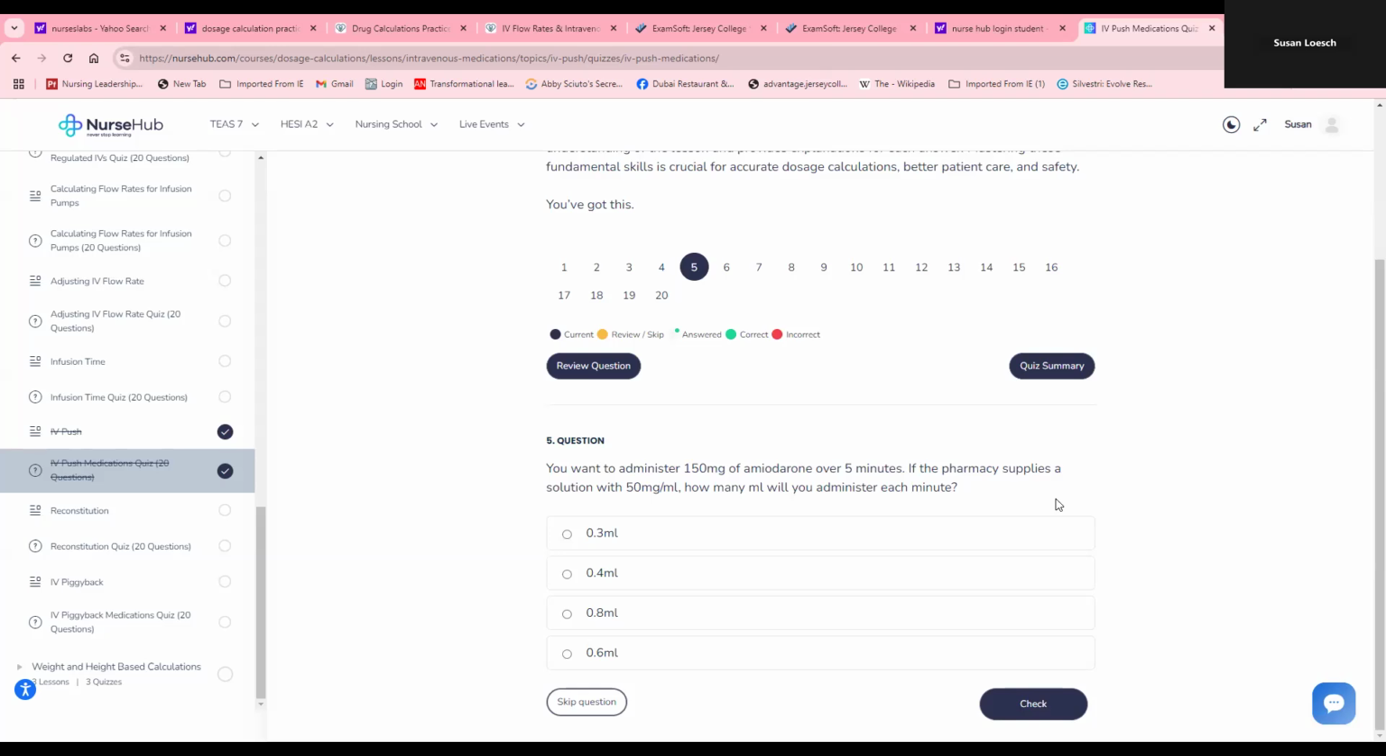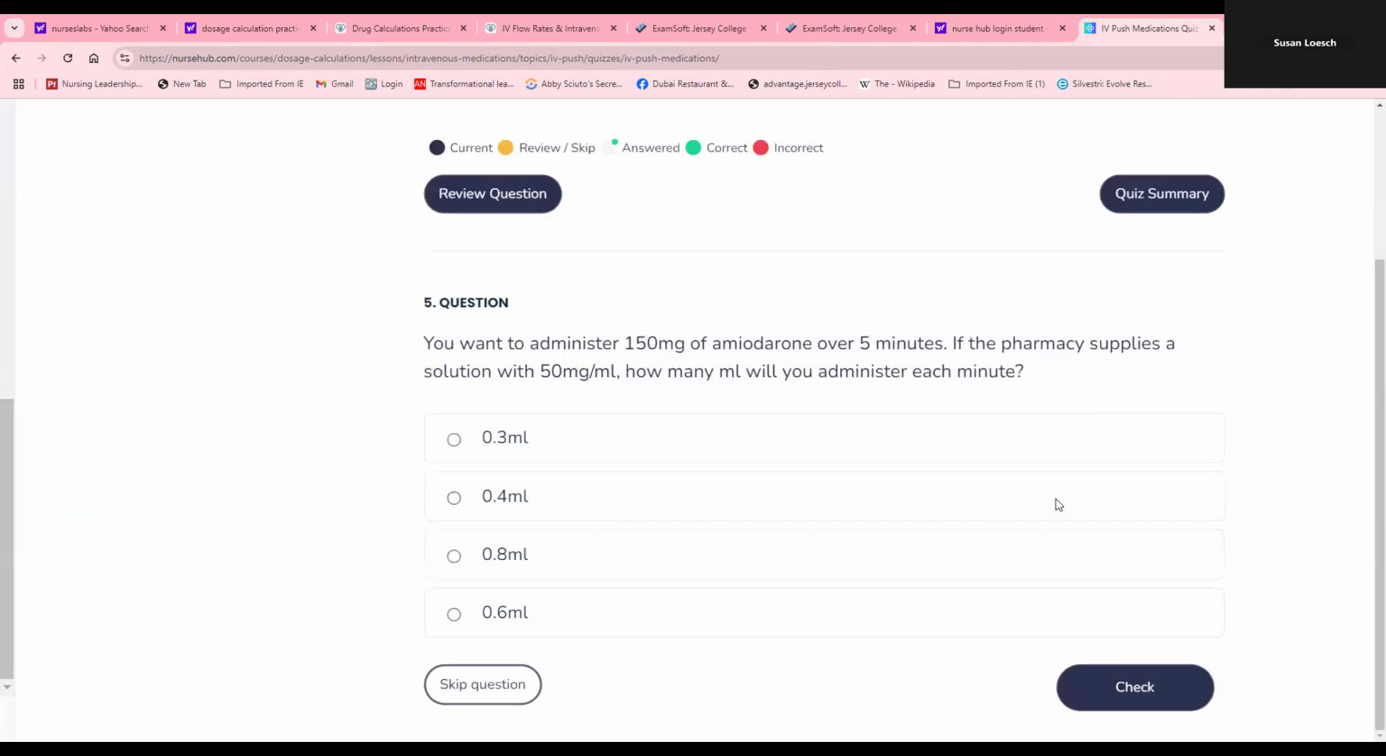Okay, so let's look at question number 5. Can you guys see it? Can you guys see question 5? Yes. Okay. So for these questions, the first thing you have to do is calculate your dose. You have ordered 150 milligrams, and on hand you have 50 milligrams per ml. So first thing you're going to do is calculate your desired dose. So what is that?